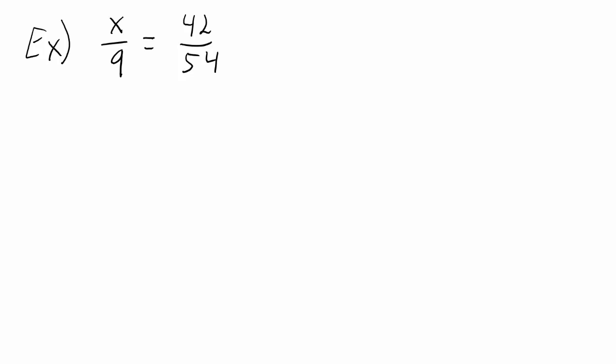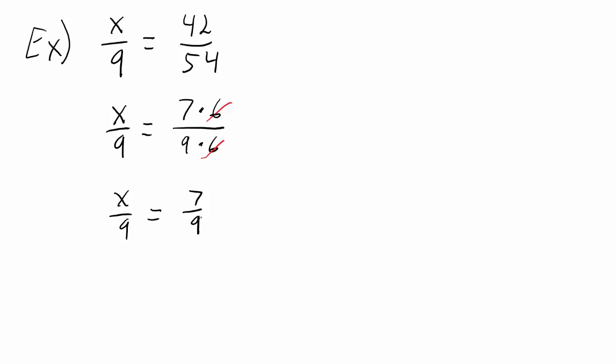For example, we might notice that the right side of the proportion, 42 to 54, reduces to an equivalent fraction with a denominator of 9. Since x over 9 equals 7 over 9, then x must equal 7.